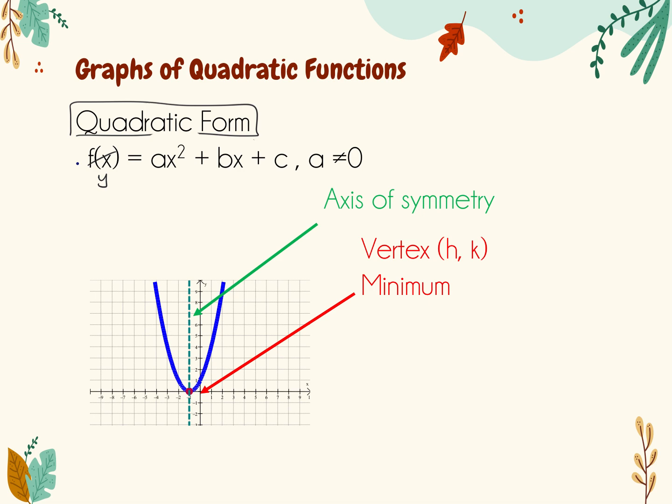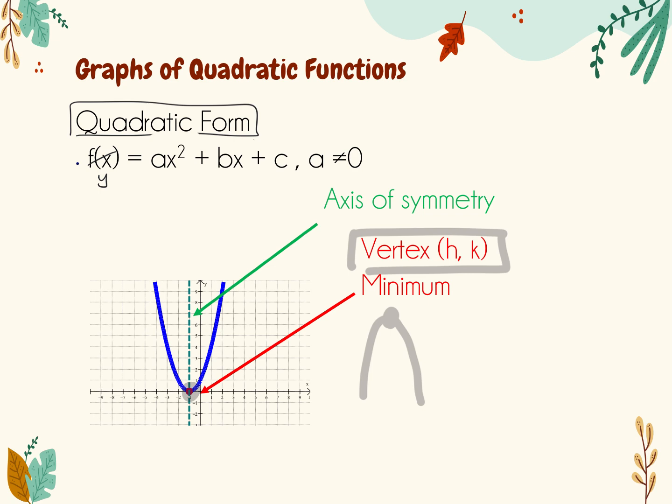So when you go to graph it, you're going to identify some key parts to your graph. And again, you want to just know what they are. The vertex is going to be the highest or the lowest point of the graph. It's where the graph changes from increasing to decreasing or decreasing to increasing. So it is either the lowest point here, or again, if it opens downward, it's going to be the maximum point. So the lowest point's the minimum, highest point is the maximum.